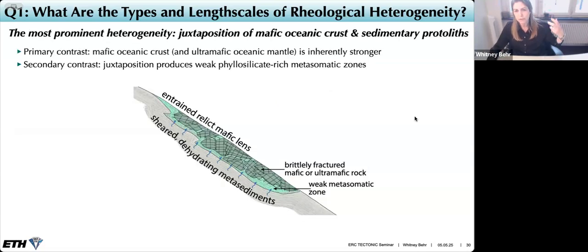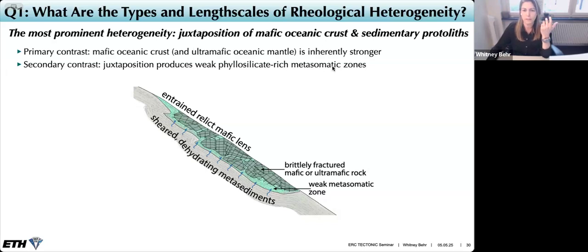And when we apply these qualitative tools, we find that not only on Syros, but pretty much all over every subduction complex in the world, in many deep subduction shear zones, there's this very common relationship where the most prominent heterogeneities nearly always involve juxtaposition of mafic oceanic crust and ultramafic mantle and sedimentary protoliths. This produces heterogeneity for two reasons. Firstly, there's a primary contrast that mafic oceanic crust is just inherently strong.